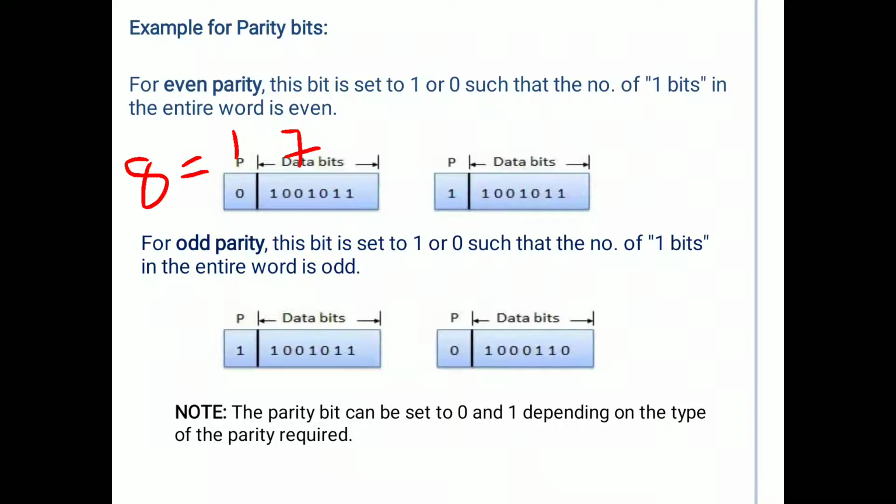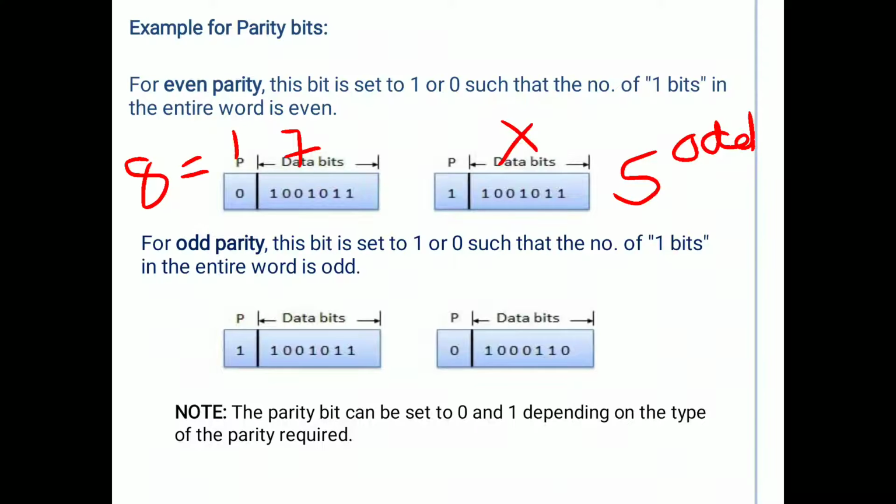In this case, it is not an even parity. Why? Here the total number of ones in the data bits along with the parity bit is 5. Five ones are there. Five is not even, that is odd parity. So that's why this is not an even parity. This is called odd parity.